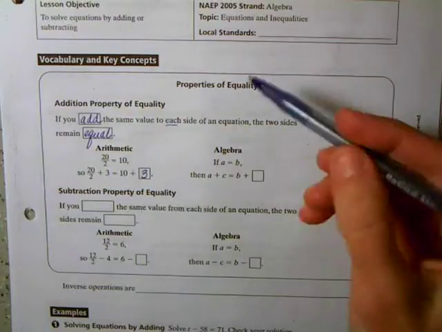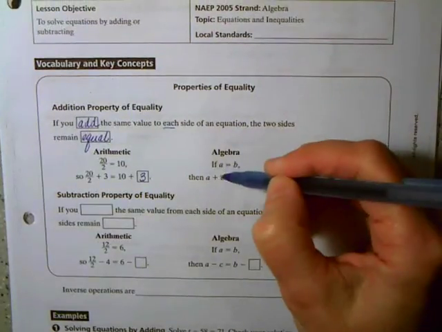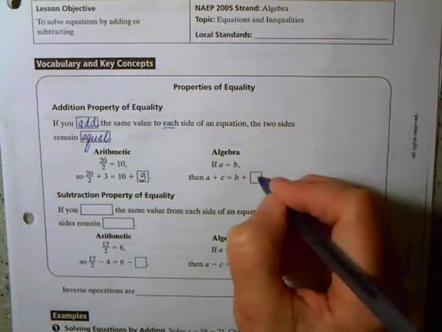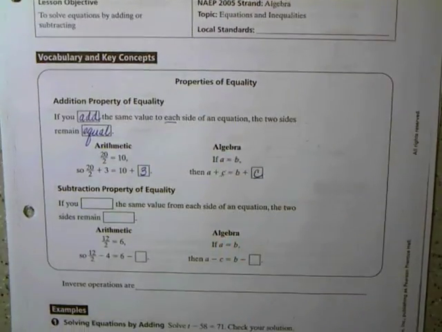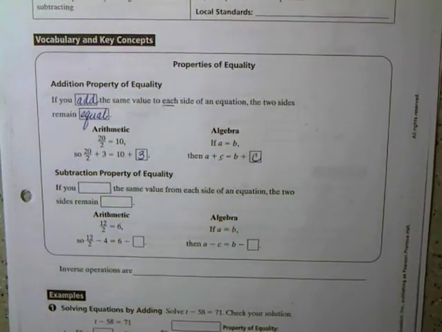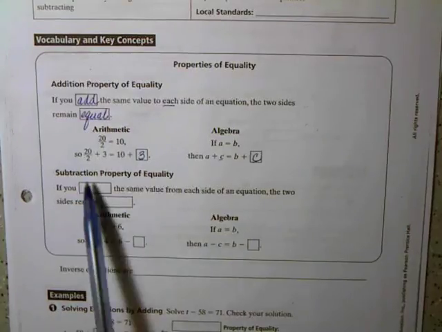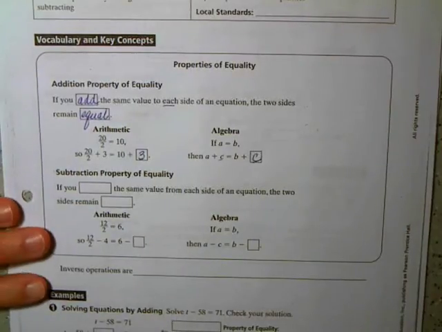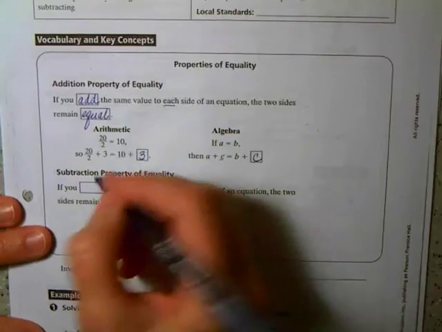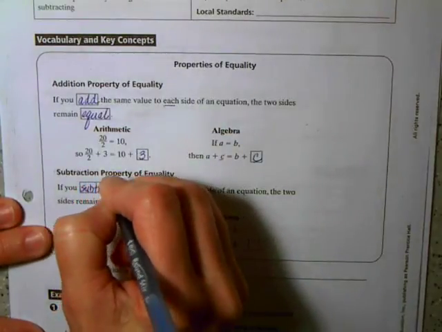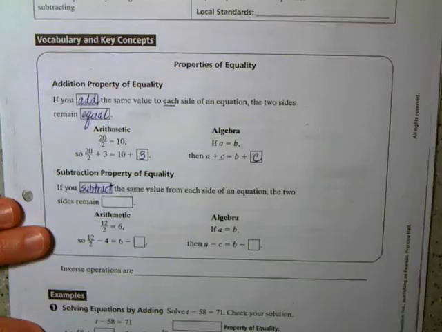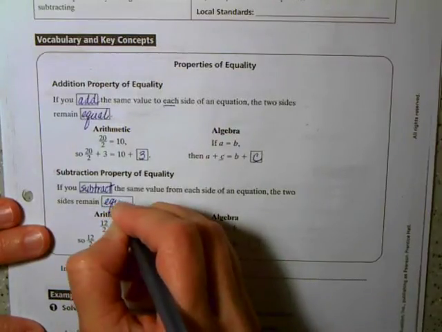Algebraically, it might look like if A is equal to B, then A plus C is equal to B plus C. Again, adding the same value to each side of the equation maintains equality. The subtraction property of equality is very similar, except, of course, you're going to use subtraction. So if you subtract the same value from each side of an equation, the two sides remain equal.